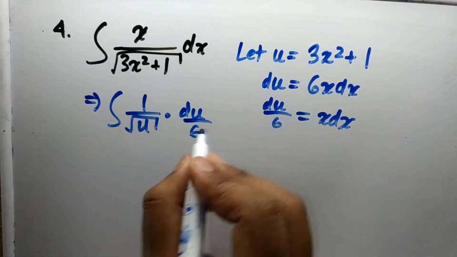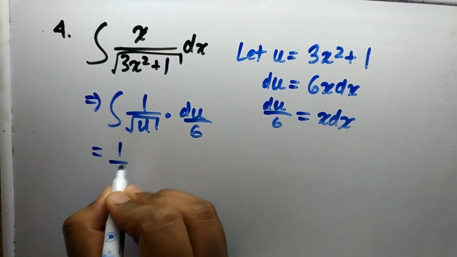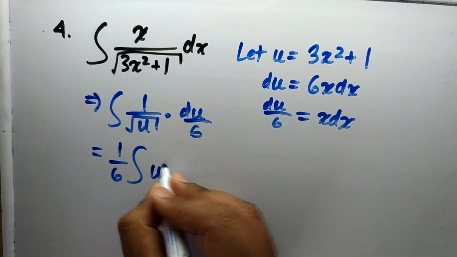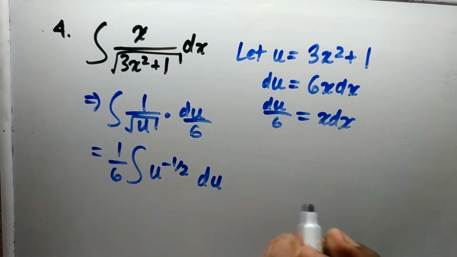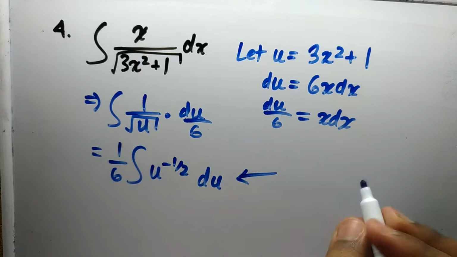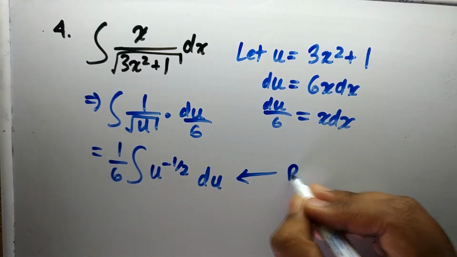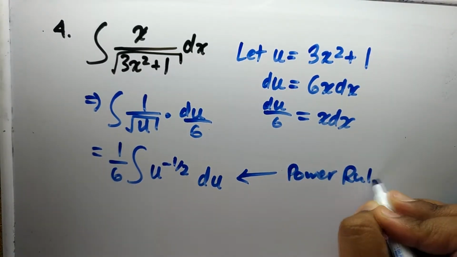You can take out the 1 over 6 and integrate what's inside. It's just u to the negative half, and you can just use the power rule to find the integral of that.